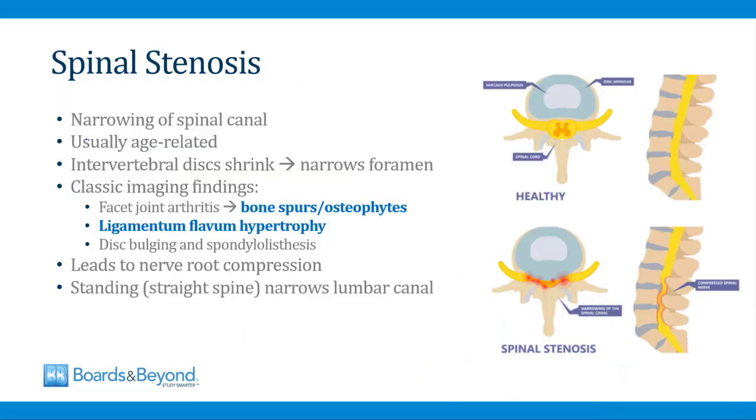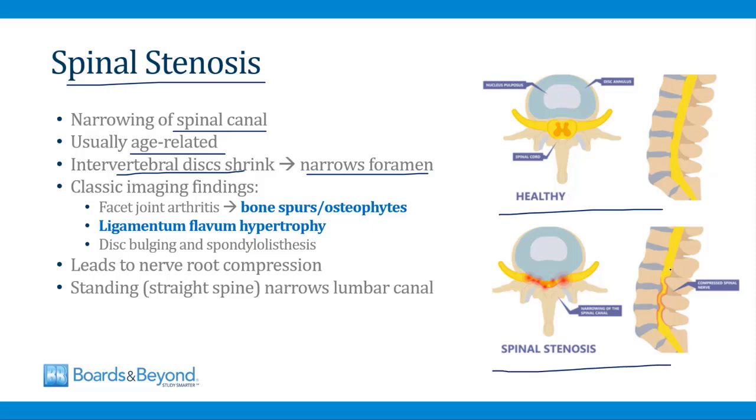And then a final potential cause of a lumbar radiculopathy is spinal stenosis, which means narrowing of the spinal canal. This is usually an age-related phenomenon that occurs because the intervertebral discs shrink with age, and this narrows the foramen where the spinal cord runs. So if you look at this cartoon on the screen here, this is a healthy spinal cord shown at the top. At the bottom is a spinal cord with spinal stenosis. You can see that the canal has become narrowed, and this can compress nerve roots, leading to lumbar radiculopathy.